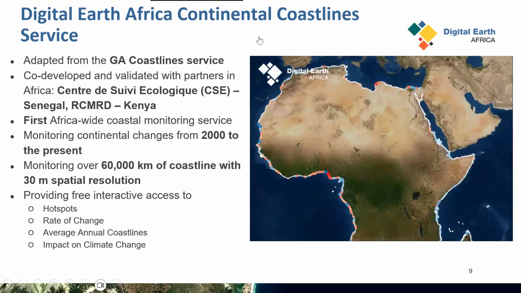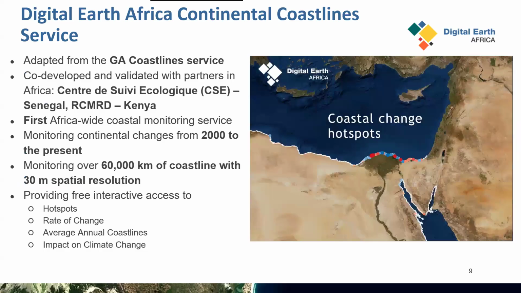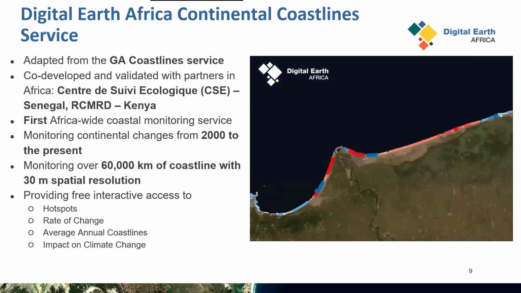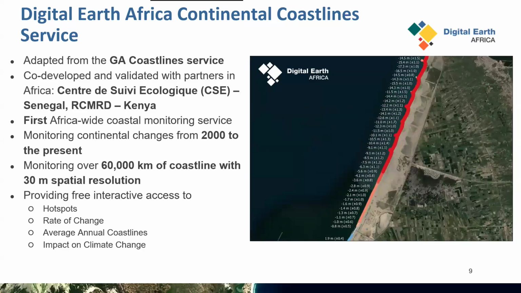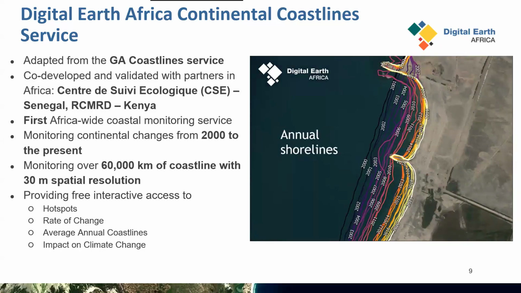Digital Earth Africa, in collaboration with the partners, especially RCMRD and CSC, have built the continental-wide coastline service that monitors the trend of the coastlines from 2000 to nowadays. This was inspired by the Australian coastline service that was developed by Geoscience Australia. Using it at 30-meter resolution, we can identify the hotspots, the rate of changes, and inform the climate adaptations around over 60,000 kilometers of the African coast.